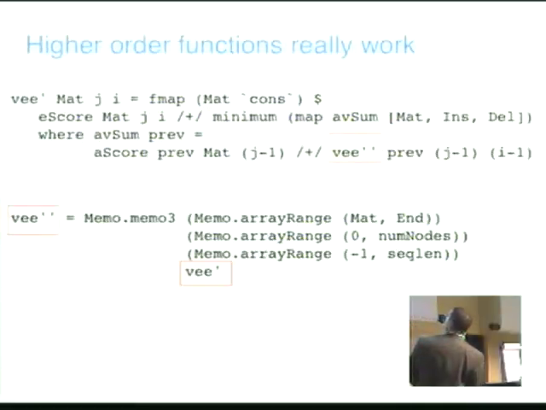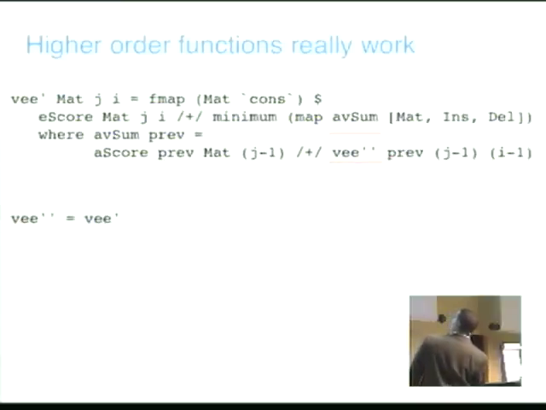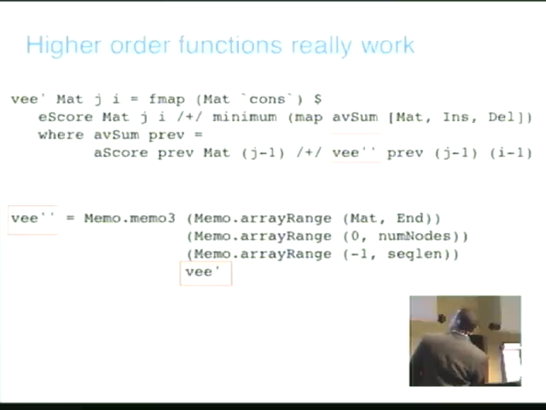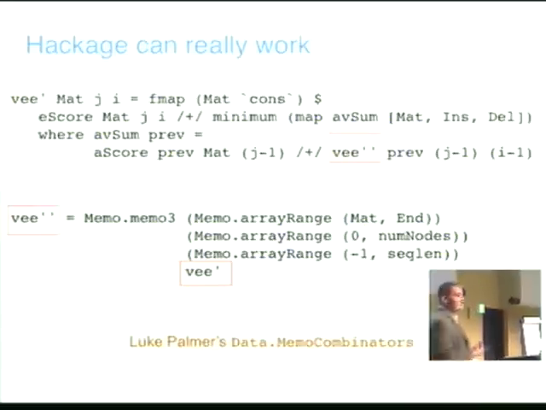So here we're just going to set v double prime to v prime, and then we're going to set it to this memoization of v prime. So rather than manually managing dynamic programming tables, we can use memoization on the recurrence relations. And the punchline is we didn't have to write any of this memoization stuff. Luke Palmer did all the hard work, and we pulled it off the package.